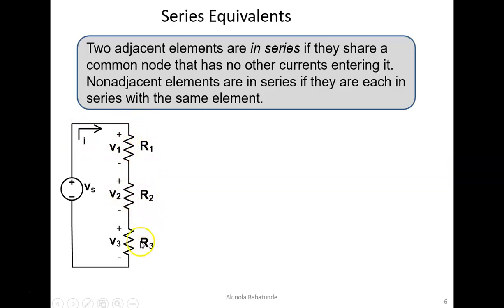Also, R2 and R3 are in series because we can say this is a node and there is only one current that is entering this particular node that connects the two circuit elements together. So two adjacent elements are in series if they share a common node that has no other current entering it. Non-adjacent elements are in series if they are each in series with the same element.